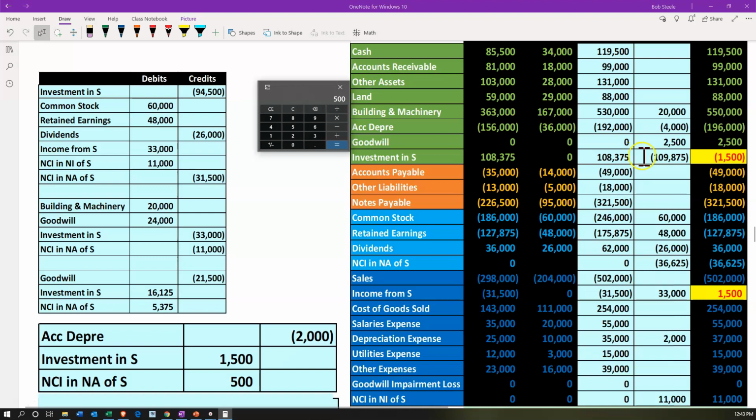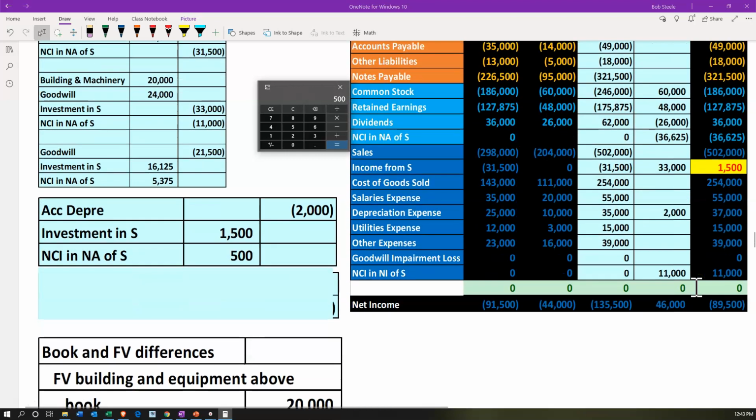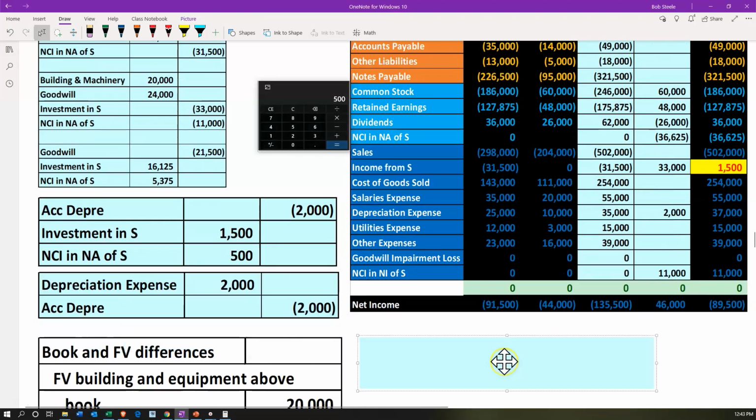So it's included in here, not quite to zero yet. And then the non-controlling interest. Notice these are equal and opposite, so that's kind of a good sign. We're getting close. We don't want to just remove them. We want to think about why, so we'll get to that soon.